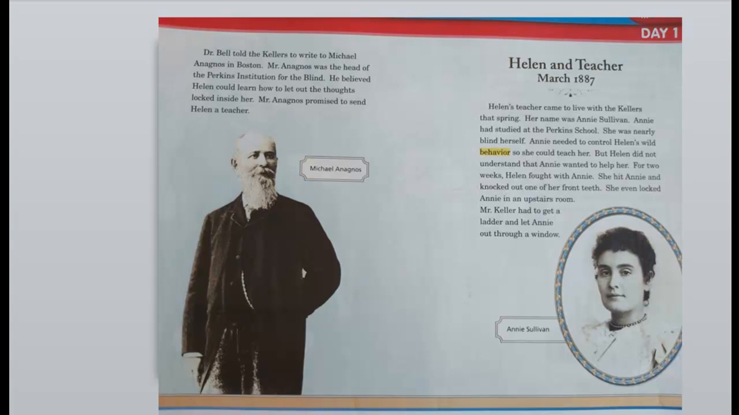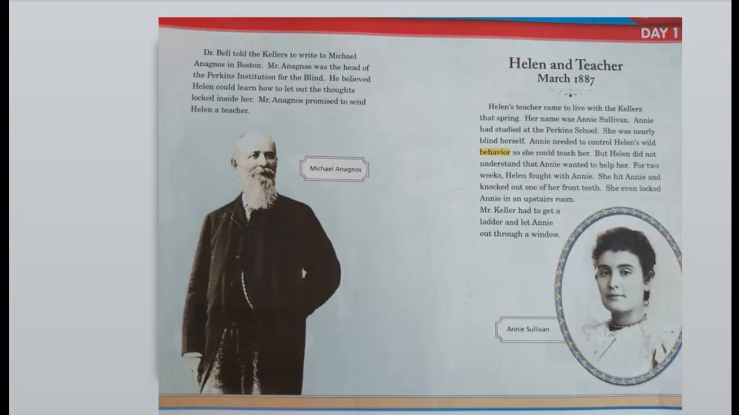Mr. Anagnos promised to send Helen a teacher. Okay, now, so who promised to send Helen a teacher? Yeah, Mr. Anagnos. Perfect. Okay, now Helen and teacher, March 1887. Helen's teacher came to live with the Kellers that spring. Her name was Annie Sullivan.